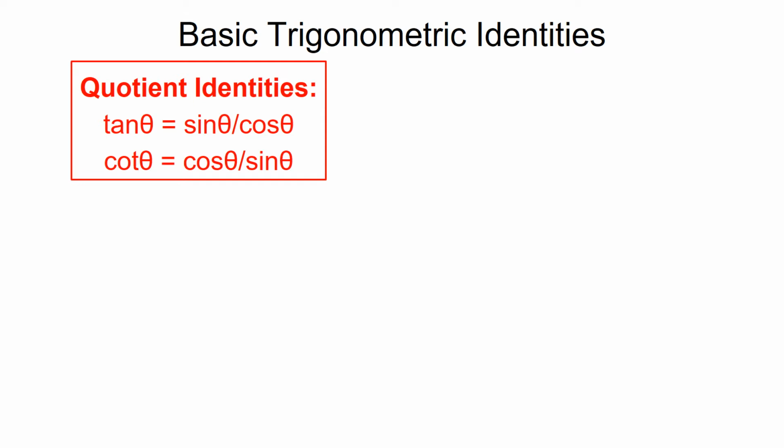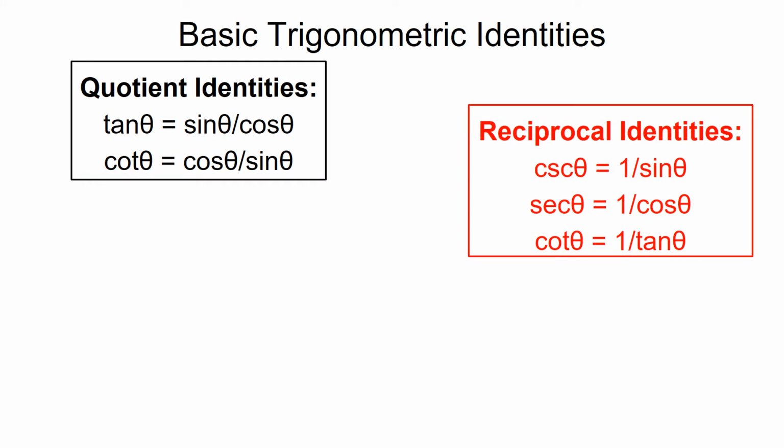They are very convenient ways to relate both tangent of theta and cotangent of theta to the more basic trig functions sine theta and cosine theta. The second type are the reciprocal identities, which are useful for relating all 6 trig functions to each other. Every trig function has a reciprocal function.